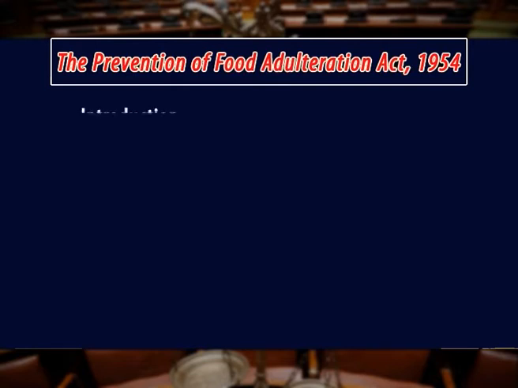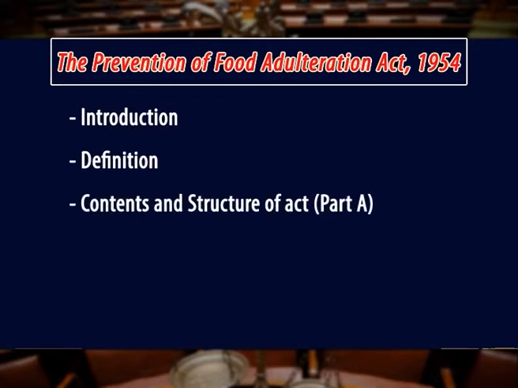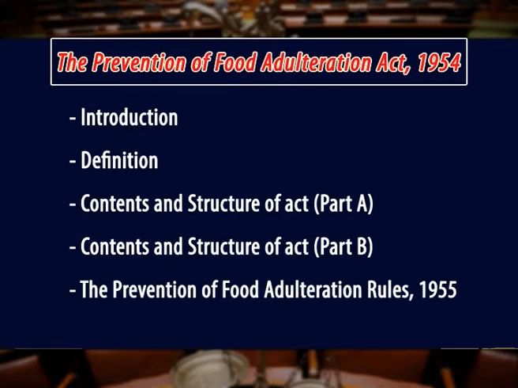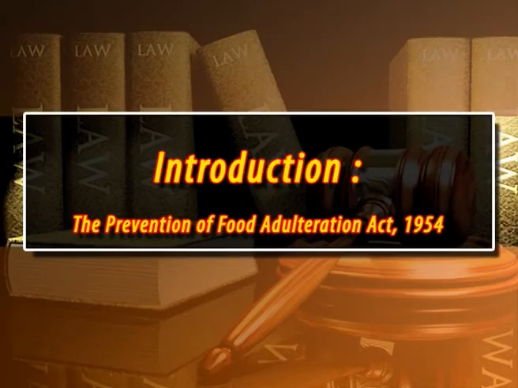Module 1, Introduction. Module 2, Definition. Module 3, Contents and Structure of the Act, Part A. Module 4, Contents and Structure of the Act, Part B. Module 5, The Prevention of Food Adulteration Rules 1955. Module 6, Conclusion.